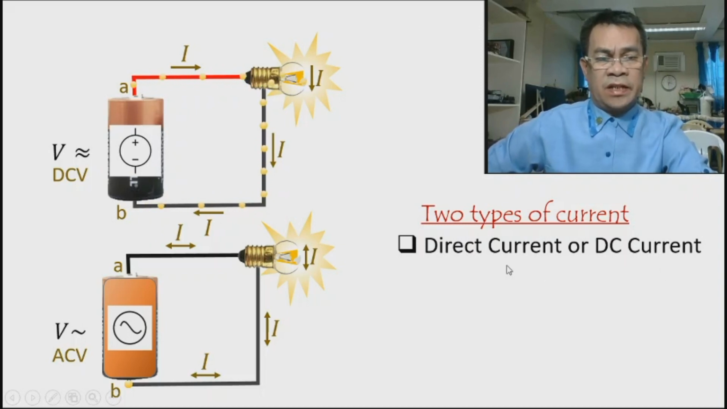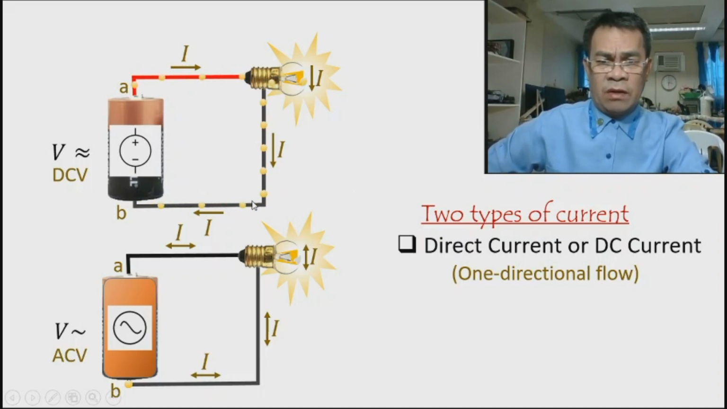DC current, or direct current, means this is a one directional flow, which means that electrons will move only in a single direction, from low to high. Since this is always high and this is always low, the flow of electrons is one directional. So we call this a DC current. This current is a DC current because the source is a DC source, DC voltage.